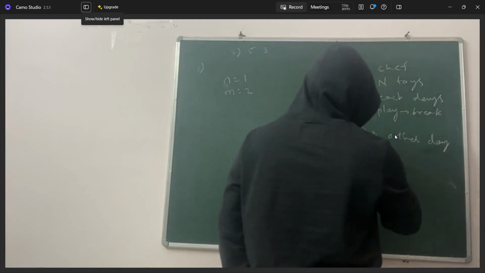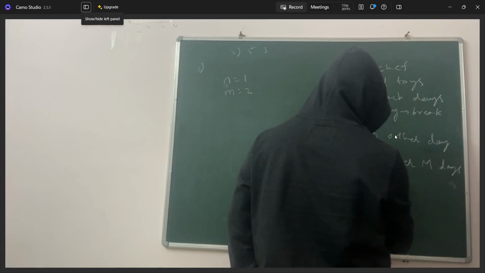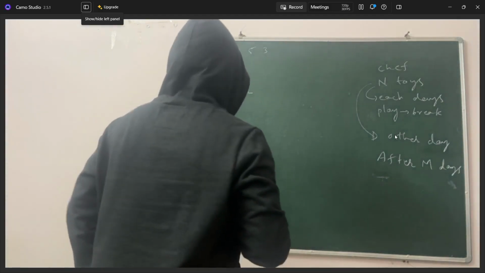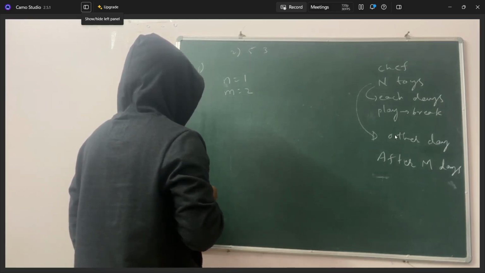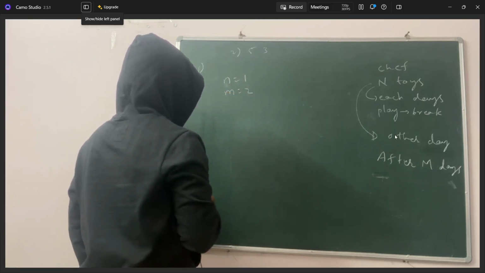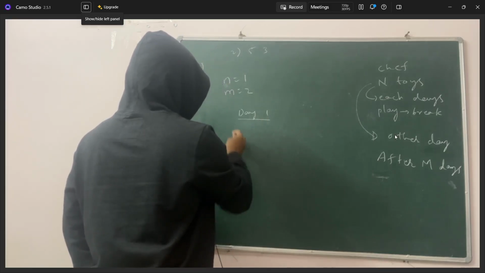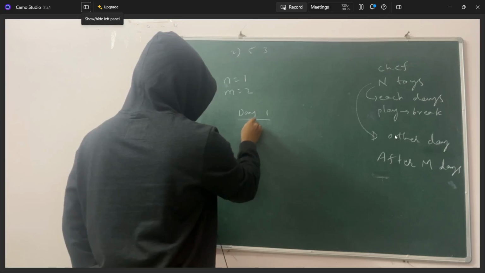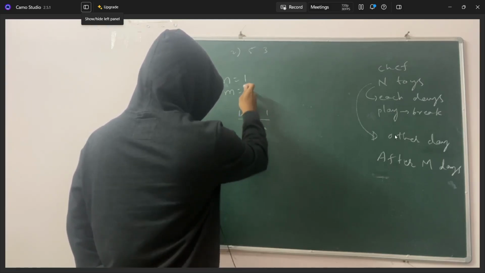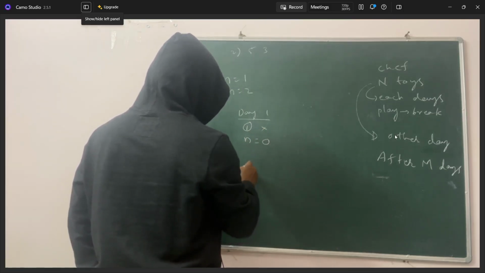So after m days, how many toys will he have? They're asking about the good toys, not the broken ones. So let's see what they're saying. Chef has one toy, and then after 2 days, what will he be doing? Let's consider this is day one. Since he has one toy, Chef will pick that toy, play with it and break it. The number of toys was one, and once he plays and breaks it, he will have no more toys.